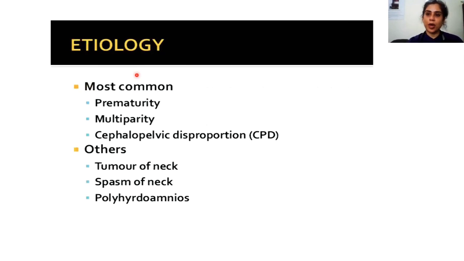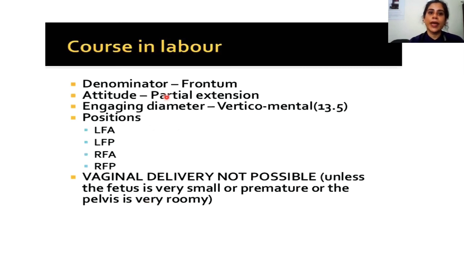The causes of brow presentation, most commonly, are prematurity, multiparity, and cephalopelvic disproportion. Other causes include tumor of the neck, spasm of the neck, and polyhydramnios. Here the denominator is the frontum.